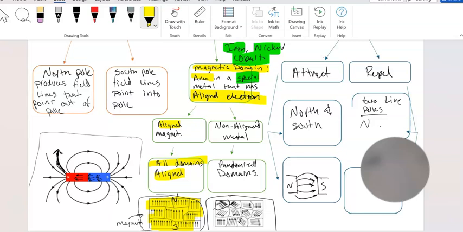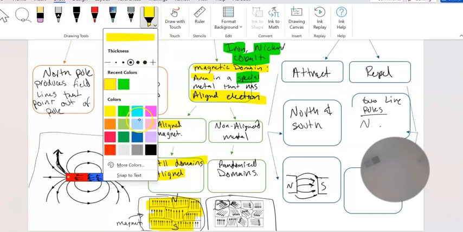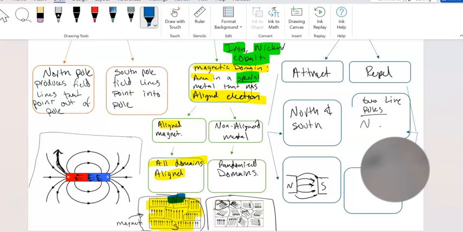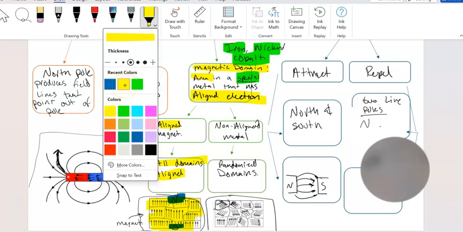So what that causes is, if you look at the top of this magnet, it causes it to have a north pole and the bottom part of this magnet to actually have a south pole. And that's how you create a magnet, right? By aligning those domains.